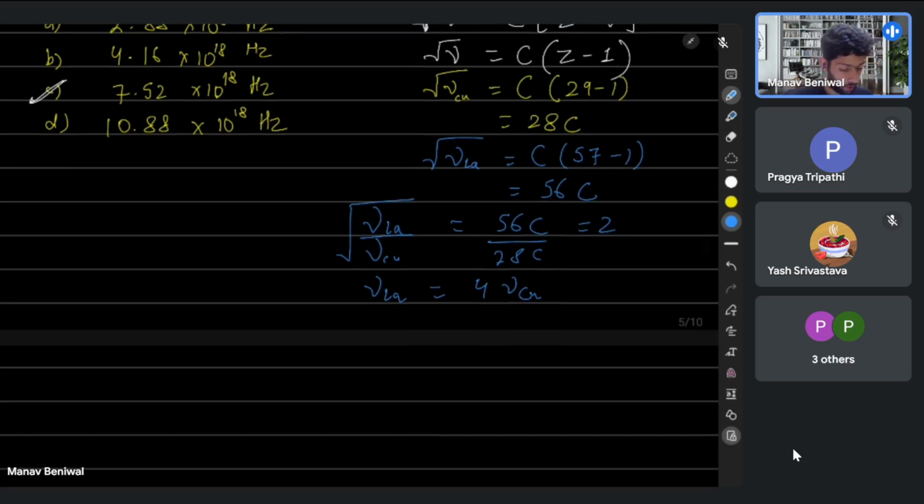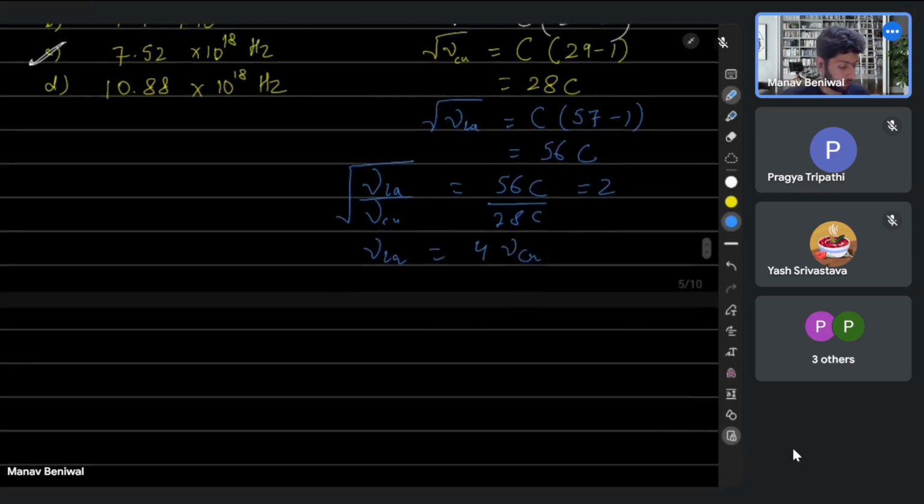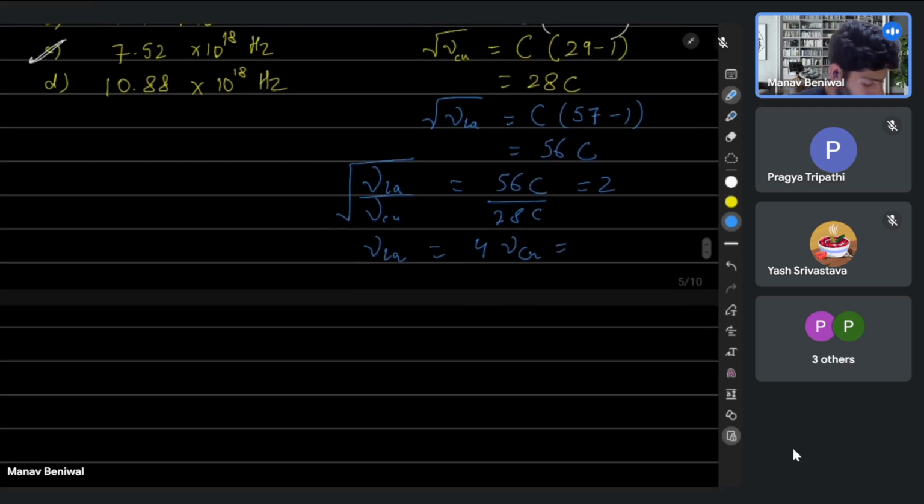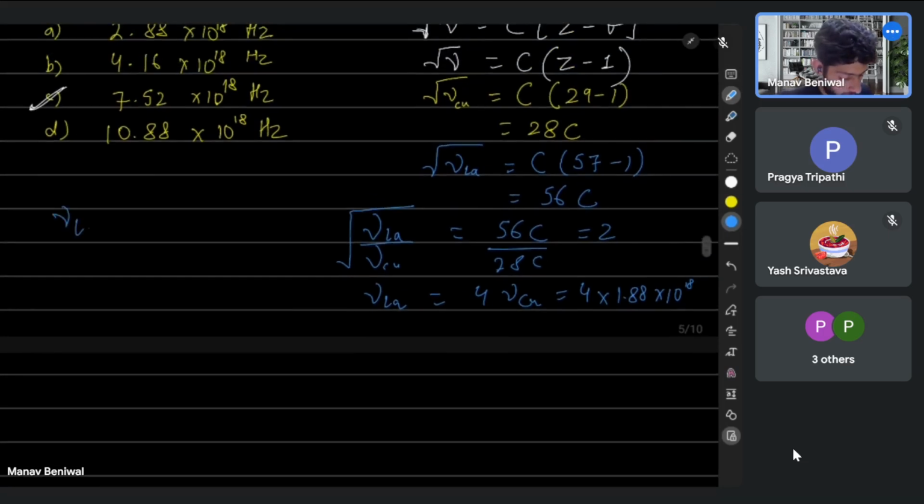And the frequency of copper is given to us as 1.88 into 10 to the 18. So if you multiply that, you will get frequency of La to be 7.52 into 10 to the power 18 hertz, which is option C.